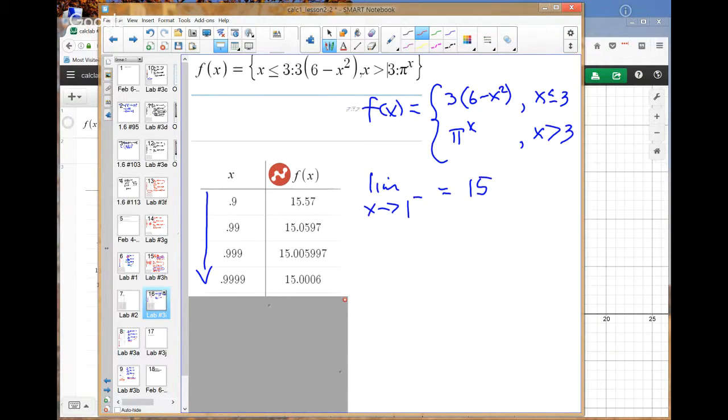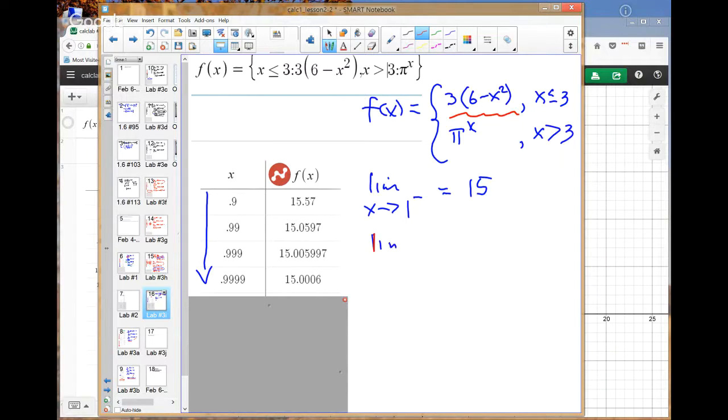And by the way, which of these two piecewise functions are we using here? We're using the top, right? This is x less than or equal to 3, so this is the formula we have to be using. And sure enough, if you plug in 1, what happens? 1 squared is 1, 6 minus 1 is 5, and 5 times 3 is 15. So you can see, okay, that makes some sense.